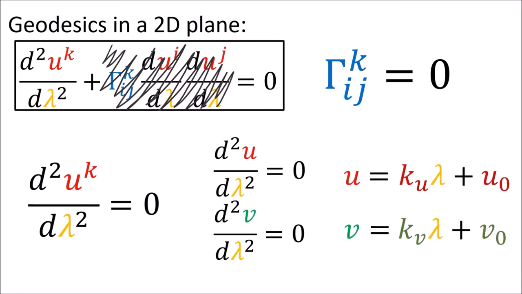So the solution to these differential equations would just be linear equations for both u and v, where these numbers ku, kv, u0, and v0 are just constants. So it's easy to check that the second derivative of these equations with respect to lambda goes to zero. So these are valid solutions to these differential equations.